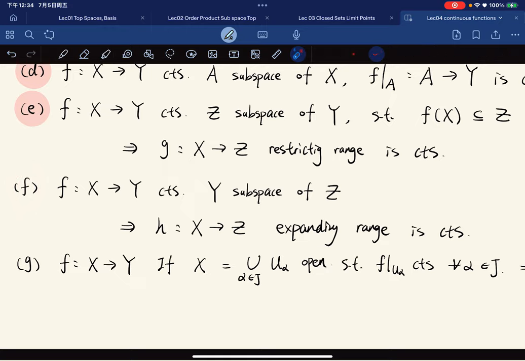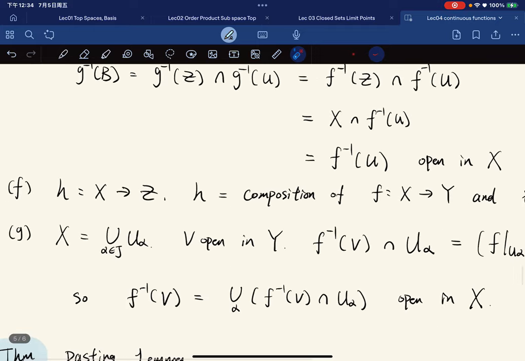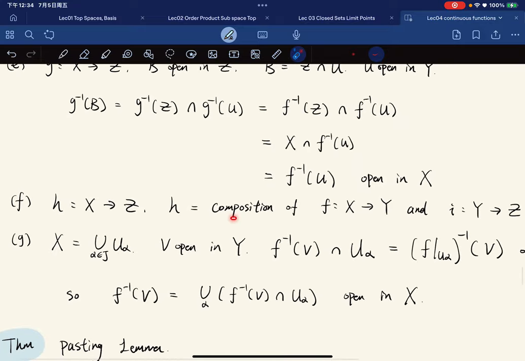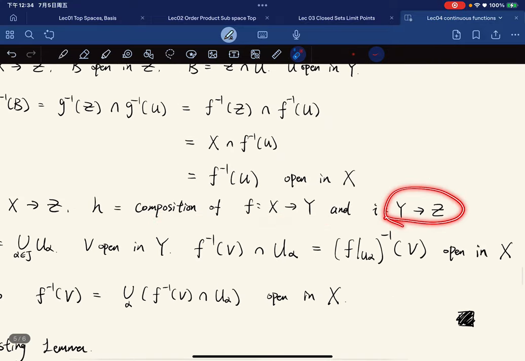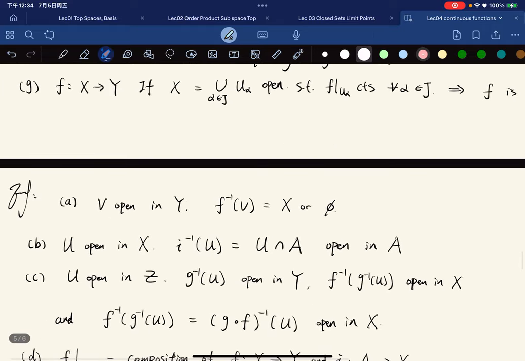Part A, B, C, D, E, F. Part F is expanding the range, which is again continuous. Well, you might guess expanding the range is really just inclusion again, right? A composition of F from X to Y, and I from Y to Z. So F is again done.